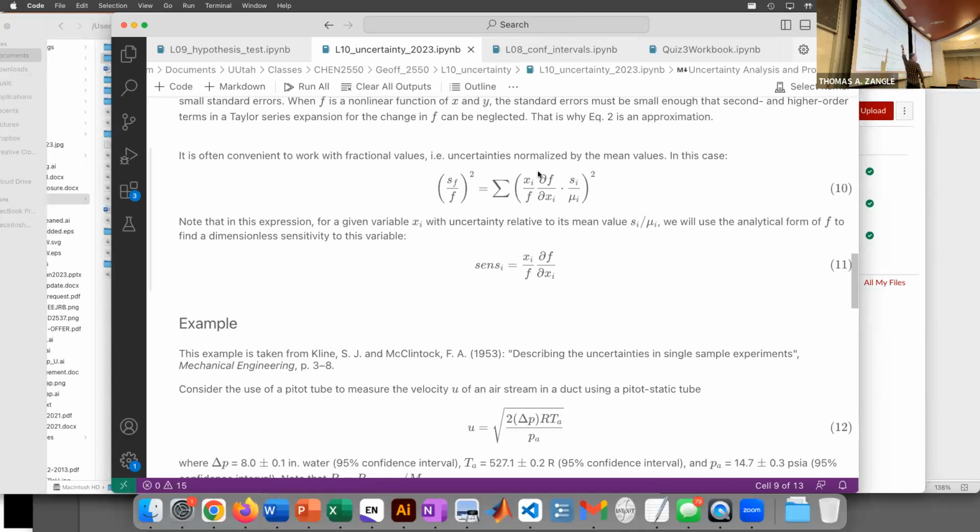it's like SF over mu F would be another way of writing that. The right-hand side of equation 10 is now our propagation of uncertainty formula that's in terms of the relative values or the fractional values of uncertainties. So we'll see here, for example, some coefficient that we're going to find through the functional form, like F as a function of all of our different variables, multiplied by the actual fractional uncertainty in each variable.